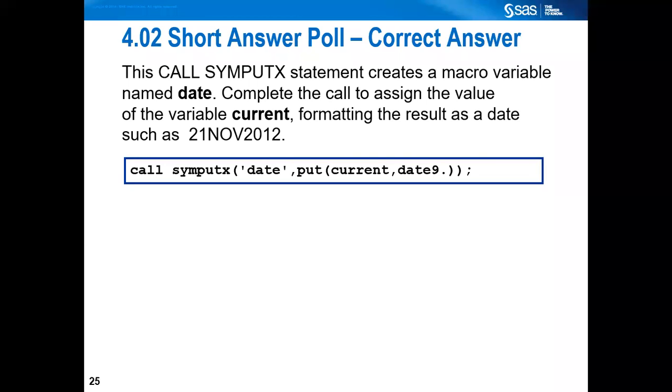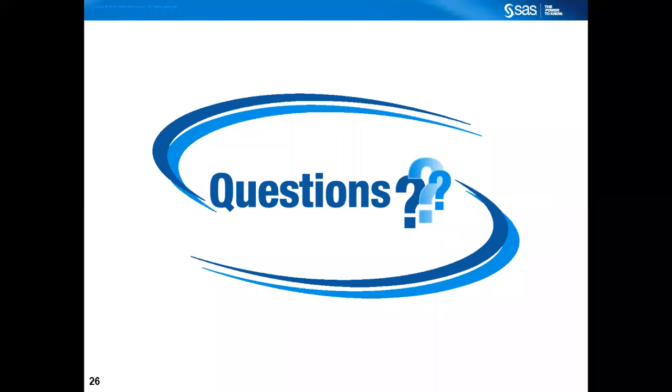Yes, or we can use ampersand sysdate. Is that what you are expecting? Yes, that is what I was expecting, but it's okay. But the question was with the existing variable current. All right, no problem. So this is all about how to create dynamic macro variables during the execution phase so that the values are dynamically changed.